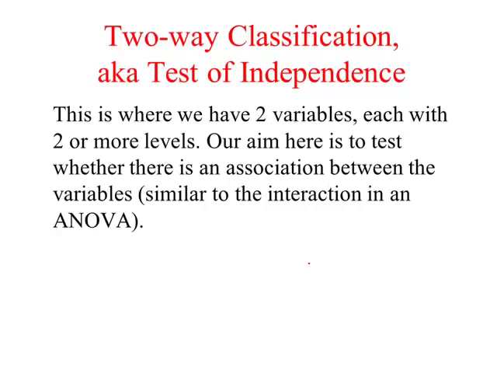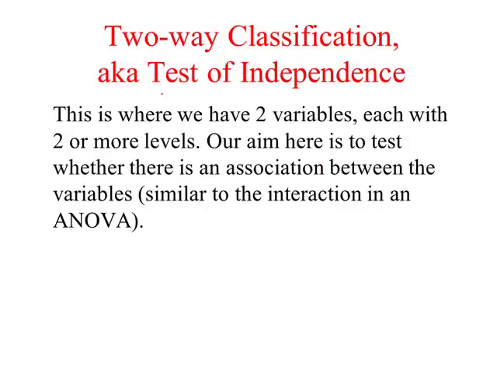Now the other type of chi-squared test is the 2-way classification. It's called this because we have 2 variables of interest, and both of those variables are nominal variables, or have to do with categories. So we have two variables, and each of them has two or more levels to them. Our aim here is to determine whether there's an association between our two variables, and this is kind of similar to what we did when we were looking for interactions in ANOVAs. So does one of the variables depend on the level of the other variable?